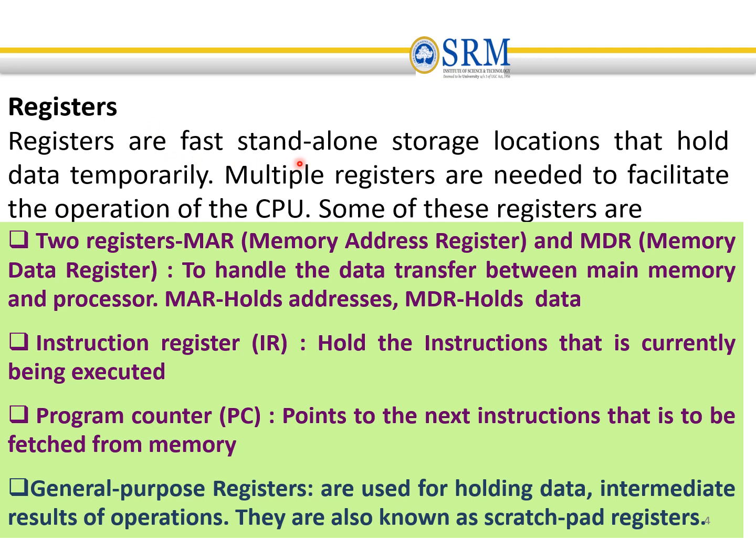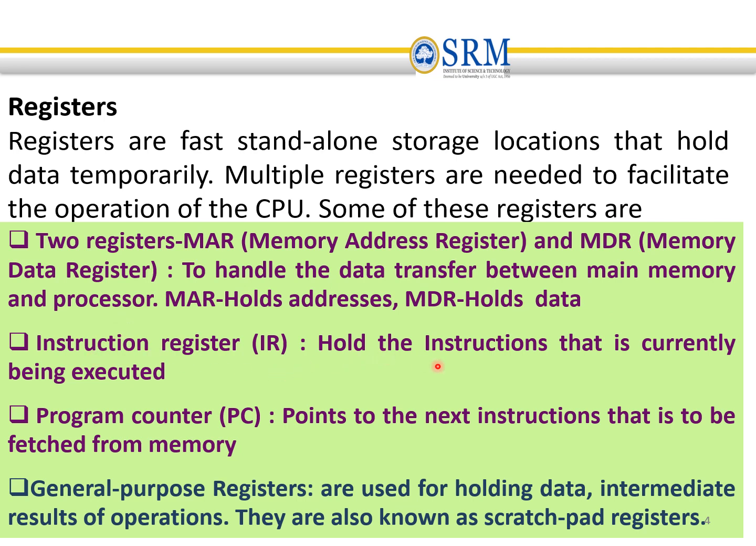These are registers. Registers are fast standalone storage locations that hold data temporarily. Multiple registers are needed to facilitate the operation of the CPU. Some of the registers are here. As mentioned, two registers, MAR and MDR, the memory address register and memory data register, handle data transfer between the main memory and the processor. MAR holds the address, and MDR holds the data.